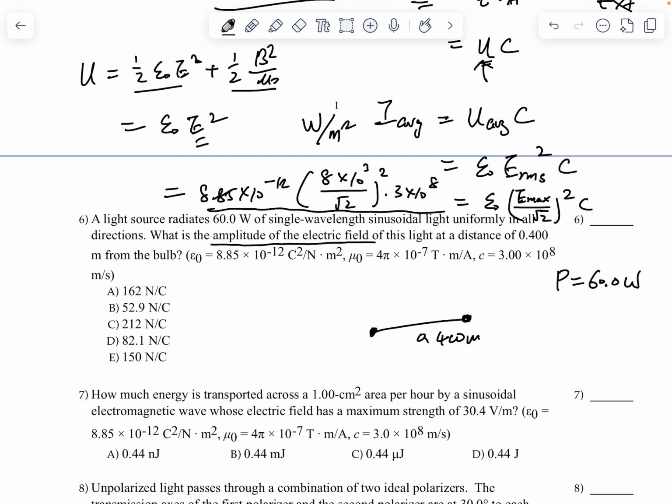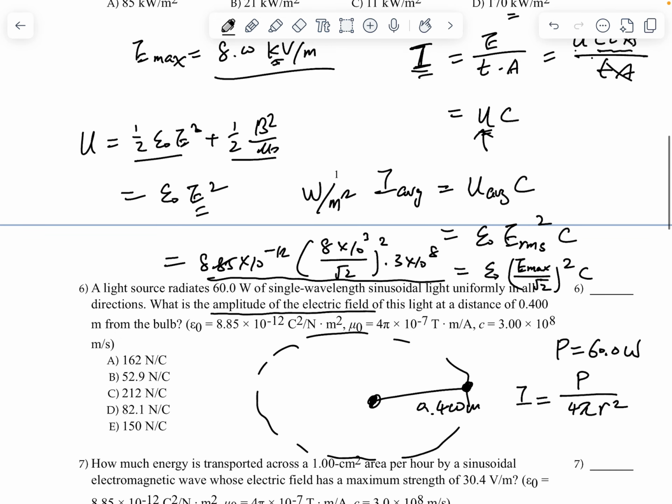So how to figure this out? First, we know intensity at this location. This is a point source emitting light in all directions, so whatever power is shared by the whole spherical surface. So intensity at this location equals power over 4 pi r squared, with r equal to 0.4 meter.